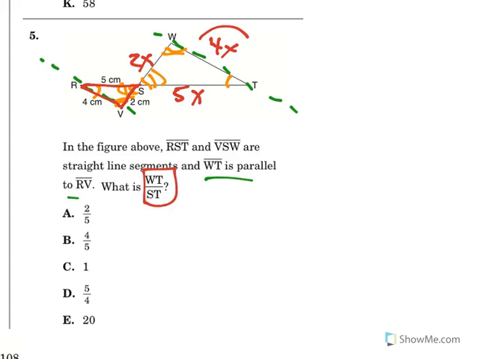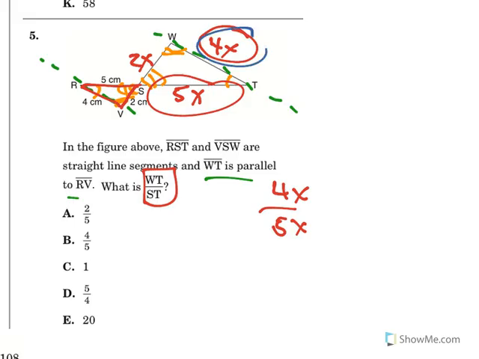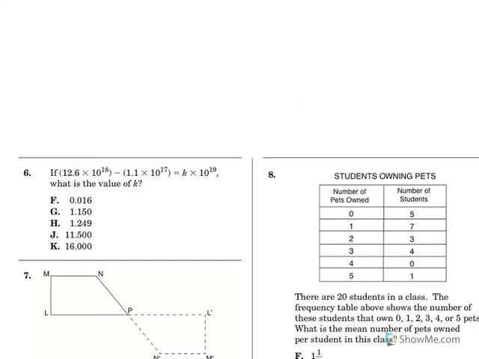So WT is going to be my 4x side, and XT is going to be my 5x side. So essentially, they want you to know that the ratio here is going to be the same as the ratio here, which is going to be 4 to 5. So that's something we typically wouldn't see. We don't see too much similarity on the 8th grade SHSAT, but we see a lot more of it here.